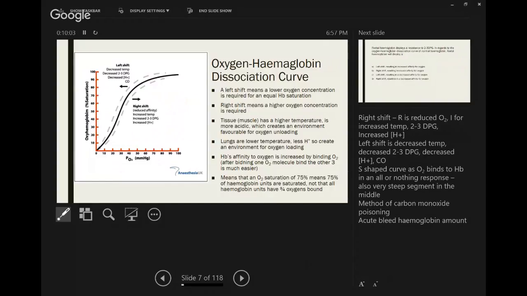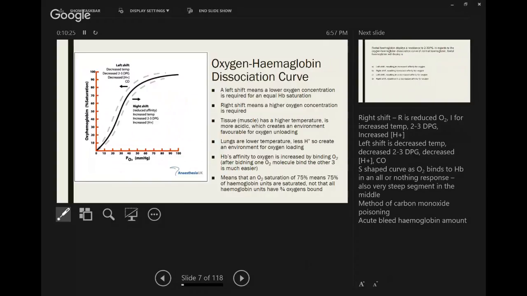Tissue has a higher temperature, it's more acidic, particularly muscle tissue. If you think about it, moving, creating energy, it's going to create heat as a byproduct. And anaerobic respiration creates lactate, which is an acid, so it's more acidic, creating an environment favorable for oxygen unloading. The lungs are the opposite, it allows oxygen to bind.